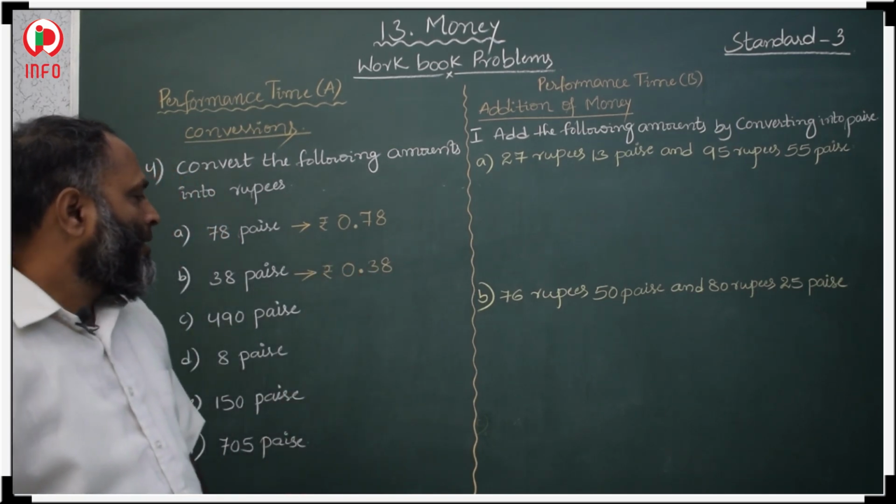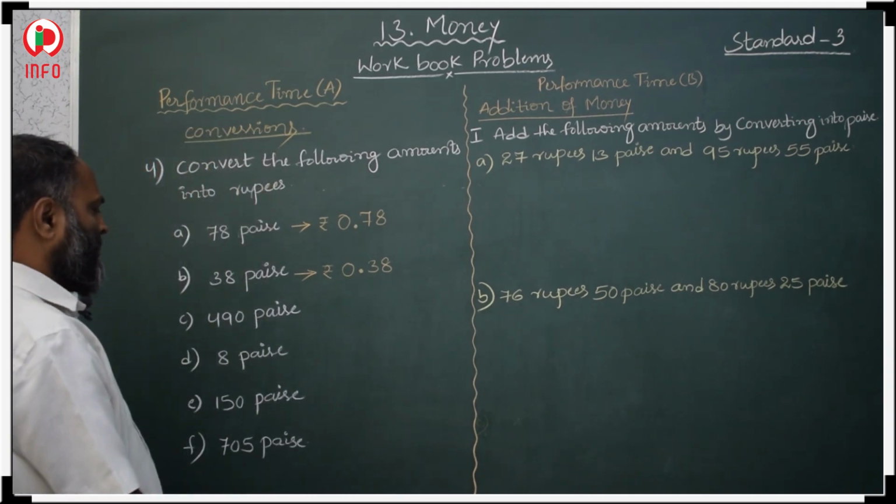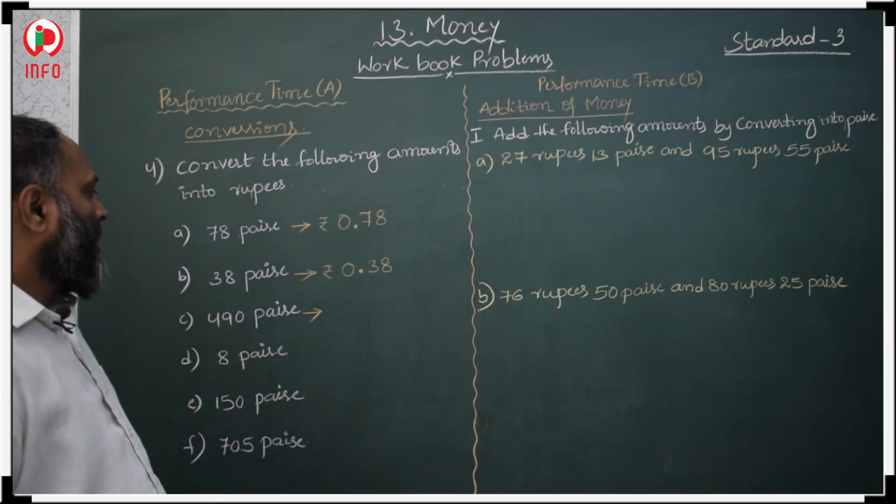Rupees 0.38. Now here, 490 paisa. Then how to convert?